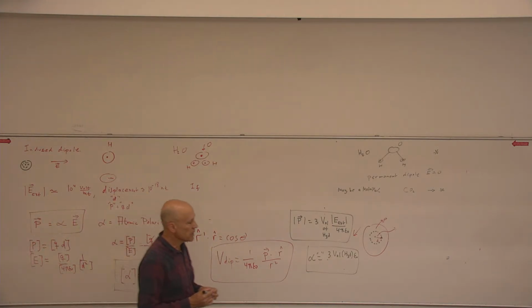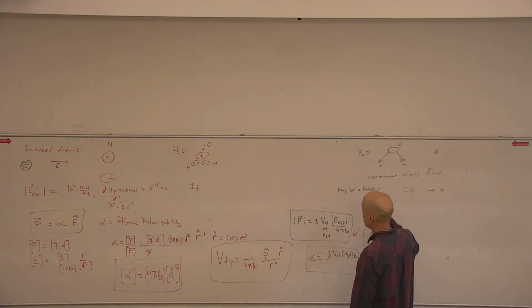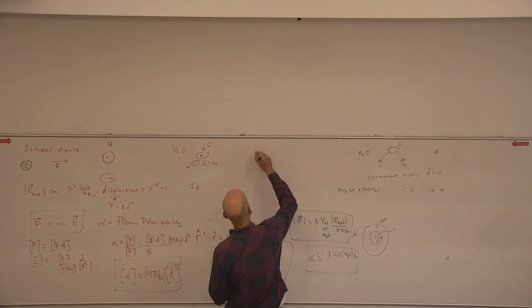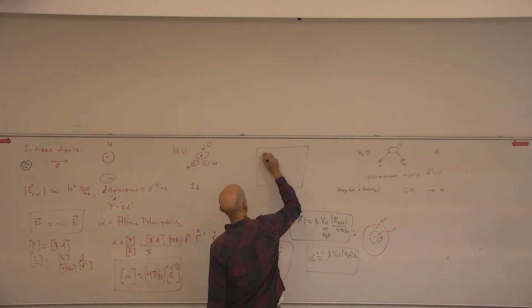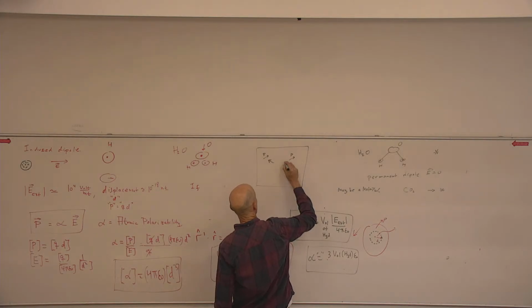Because let us now think about it like this. Let us think of, let's say, we have permanent dipoles, and I put them in a gas, in a box. And then I have dipole 1 is like that, and then dipole 2 is like that, and then dipole 3 is like that.